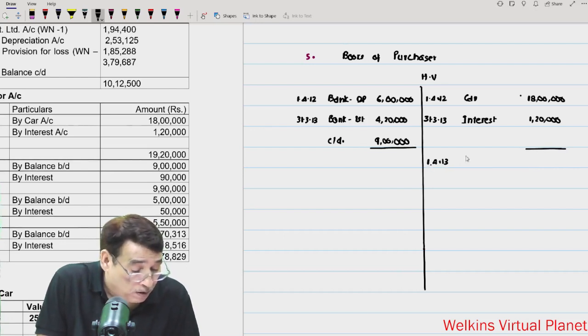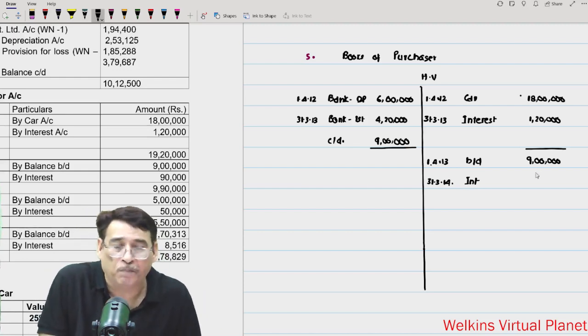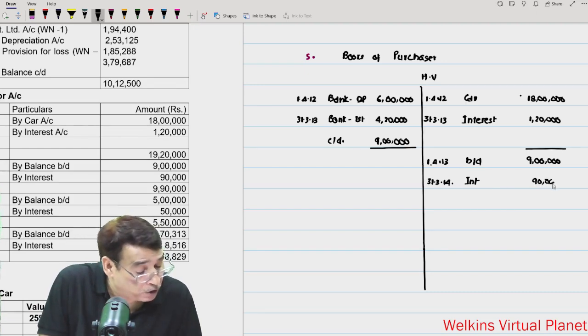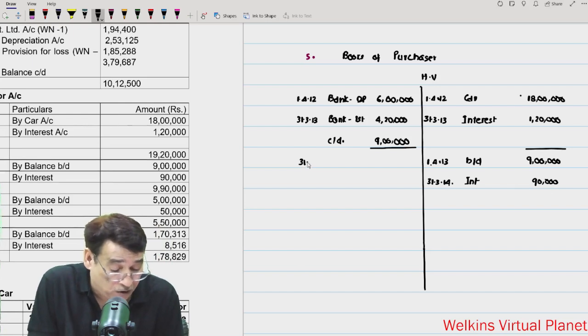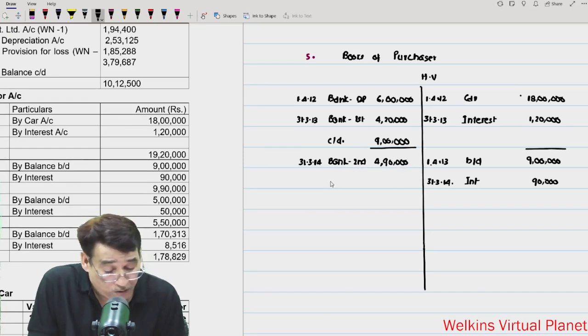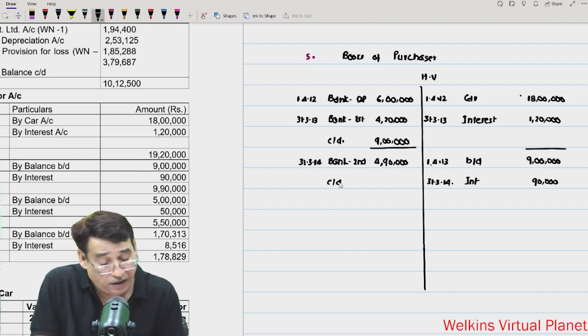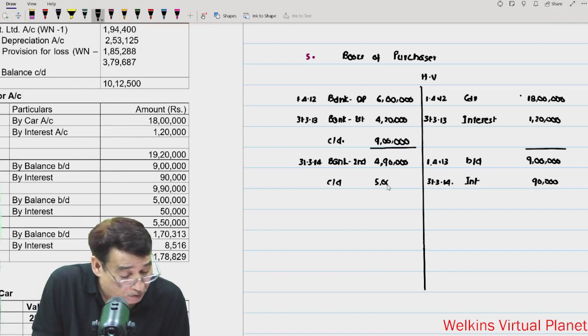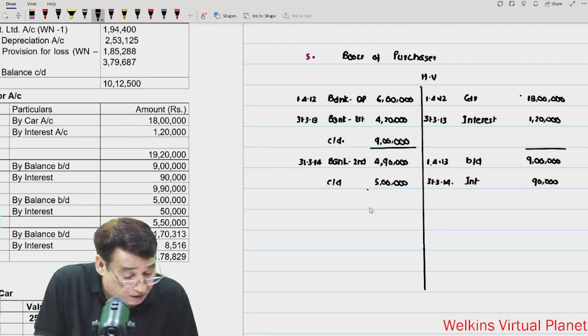Move to the second year. 1-4-2013. Balance brought down 9 lakh. What is the amount of interest? At the end of the year, 31st of 3, 2014, your interest will be equal to 90,000. You can look into the table or you can straightaway compute 10% of this, because we have determined the cash price now. 90,000. So on 31st of 3, 2014, we will make the payment for the second installment. Second installment, 4,90,000. Then balance carried down. 990 minus 490, that is equal to 5 lakh. Second year task is also over.